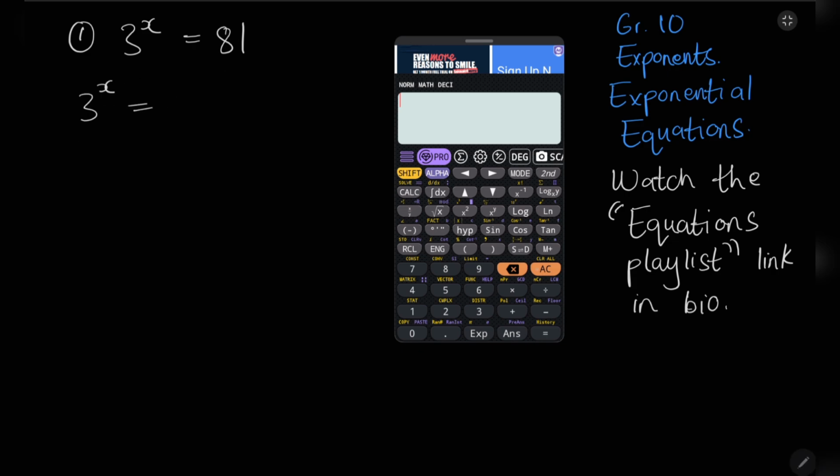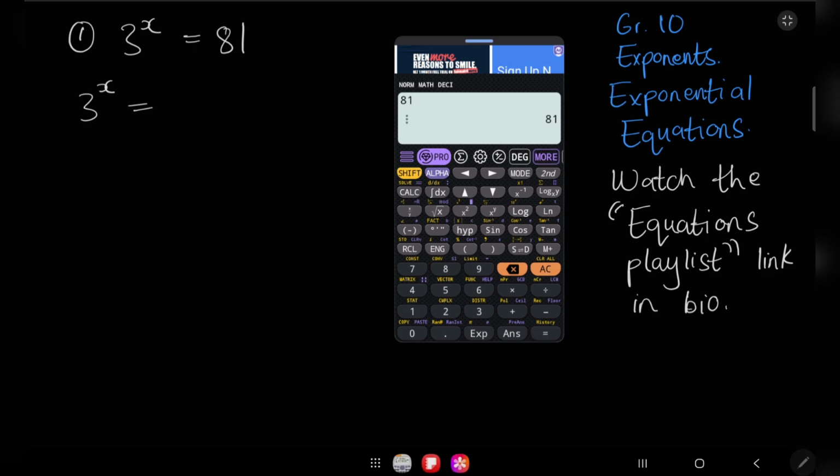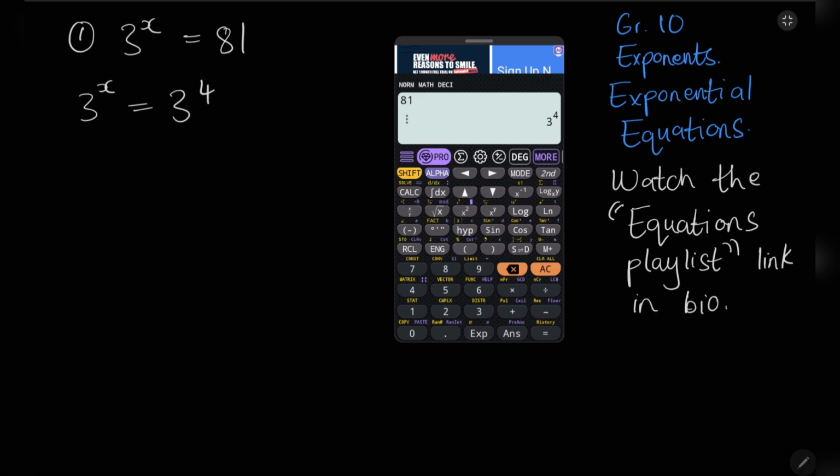We have 81. To write 81 as a product of its prime numbers, we'll say 81 is equal to shift fact, we get 3 to the power 4. Remember, I taught you guys this in the previous lessons, finding your prime numbers. So we then have the same base, so we can just focus on the exponents. You have to say x is equal to 4. And that is how we solve.